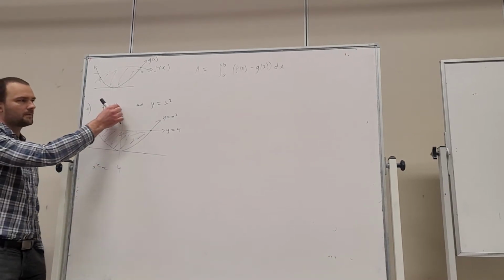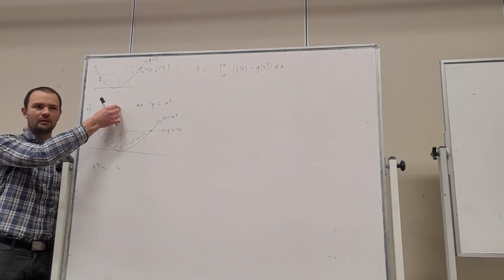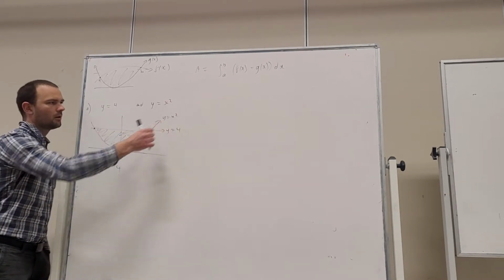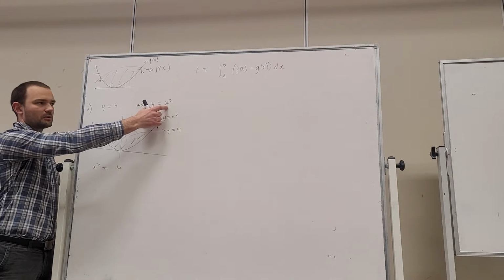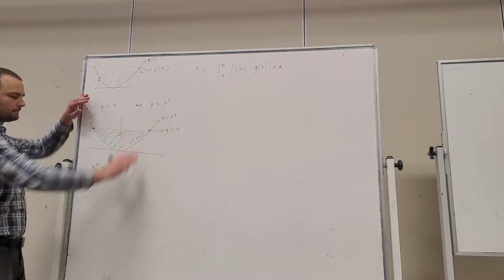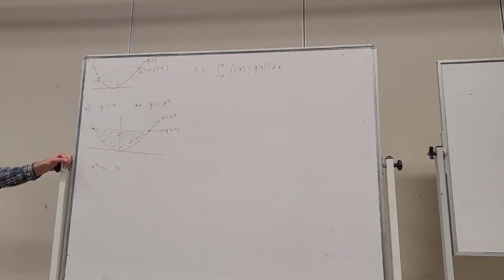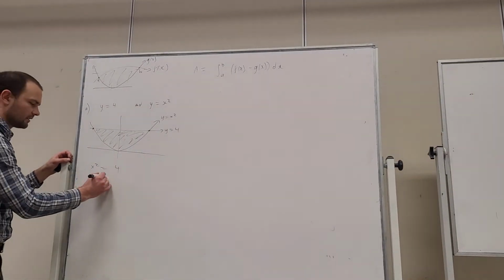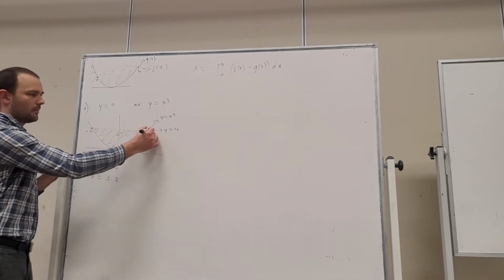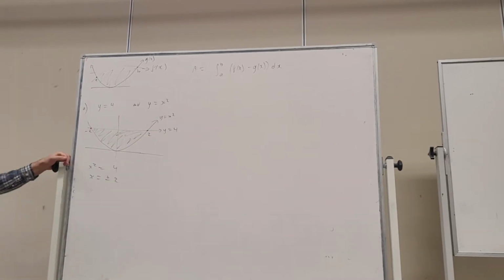Alright, so this is the first function. It's the equation of the horizontal line, y equals 4. Every x value has a y value of 4. And then the other function is the basic quadratic y equals x squared. When they're equal to one another, those are the values we're talking about. We square root both sides, and we get x equals plus or minus 2. So our lower boundary is minus 2, and our upper boundary is 2.